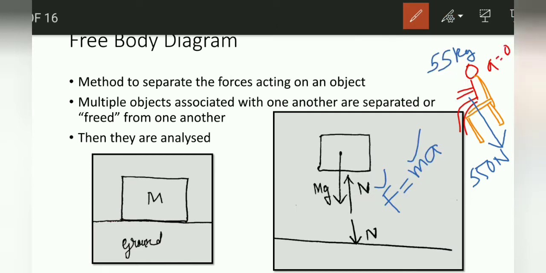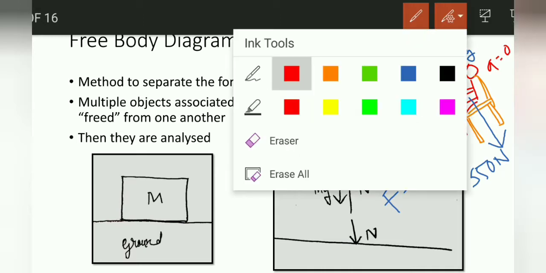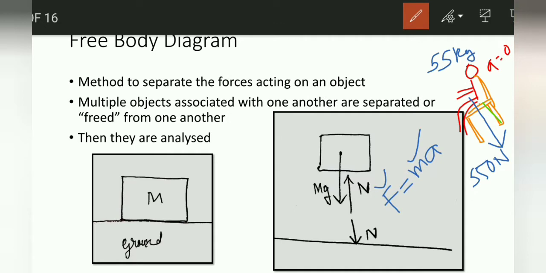A is 0. So how to account for that? Because you are sitting on the chair and you are in equilibrium with respect to the ground. So there must be another force acting on you from the chair, which is balancing this 550 Newton force that is acting upward, exactly equal and opposite. That equal and opposite reaction from the ground or from any contact surface is known as normal reaction or just reaction.